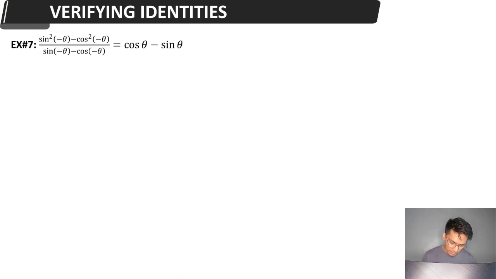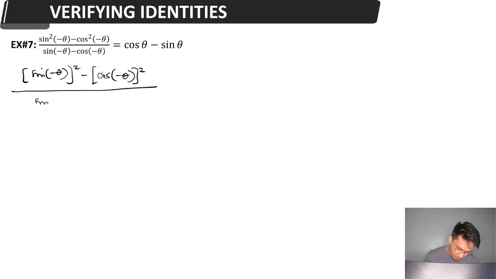So, let's rewrite muna. Pwede nga natin ilabas yung square muna para hindi tayo malito kapag gagamitan na natin siya ng even odd identity. So, this is sine negative theta square minus cosine negative theta square over sine negative theta minus cosine negative theta is equal to cosine theta minus sine theta. And then, gamitan na natin ang even odd identity.